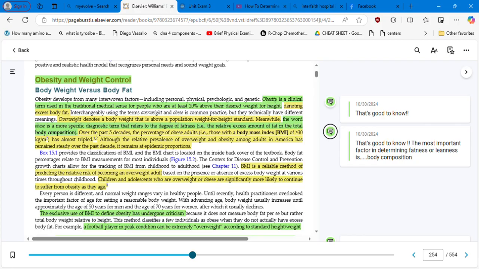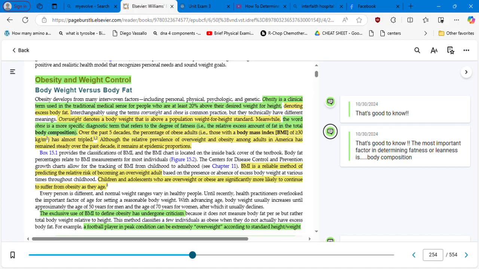Over the past 5 decades, the percentage of obese adults, those with a body mass index, BMI, of more than 30, has almost tripled. So if before they were 50 million, right now it's 150, just to put a number.